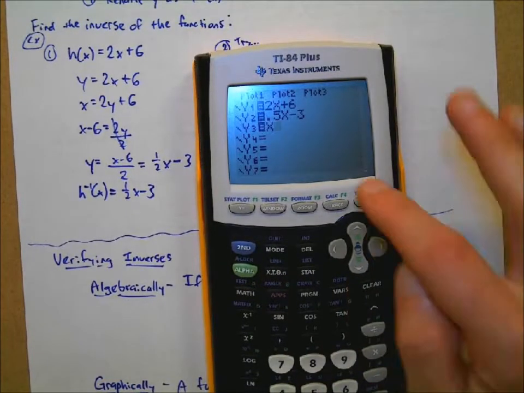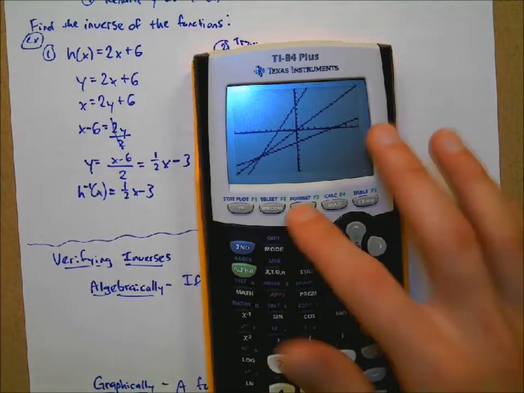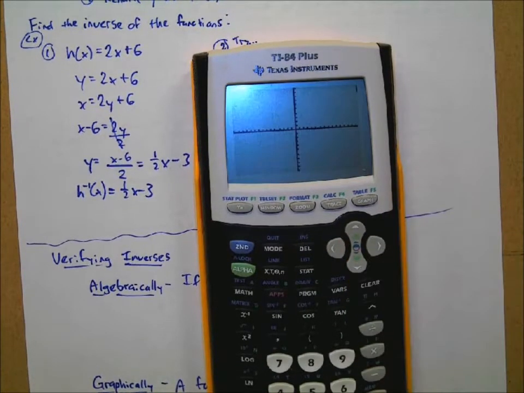All right, so there's our original function, h. There's h inverse, and there's y equals x. Okay, and you can see that reflection there too. If I change it to zoom square, just so you kind of square up the graph there, it makes it maybe even easier to see. But there it is too. Okay, so you can see that reflection, right? Very easily.